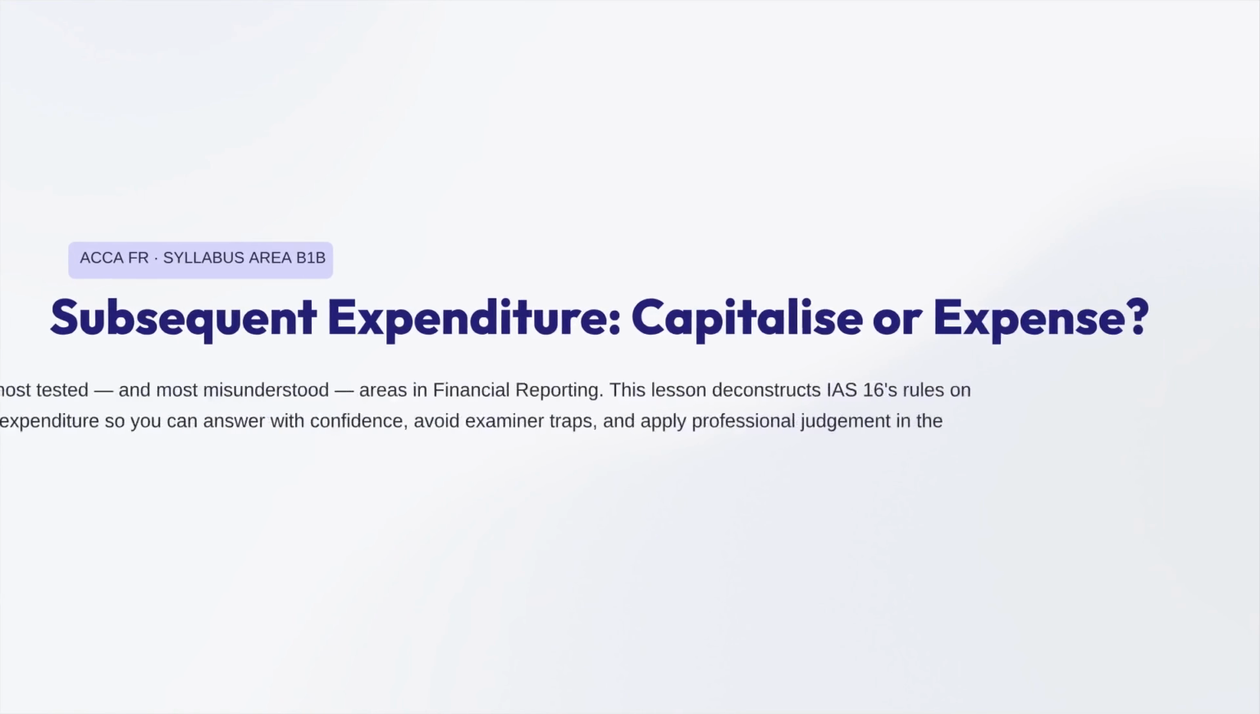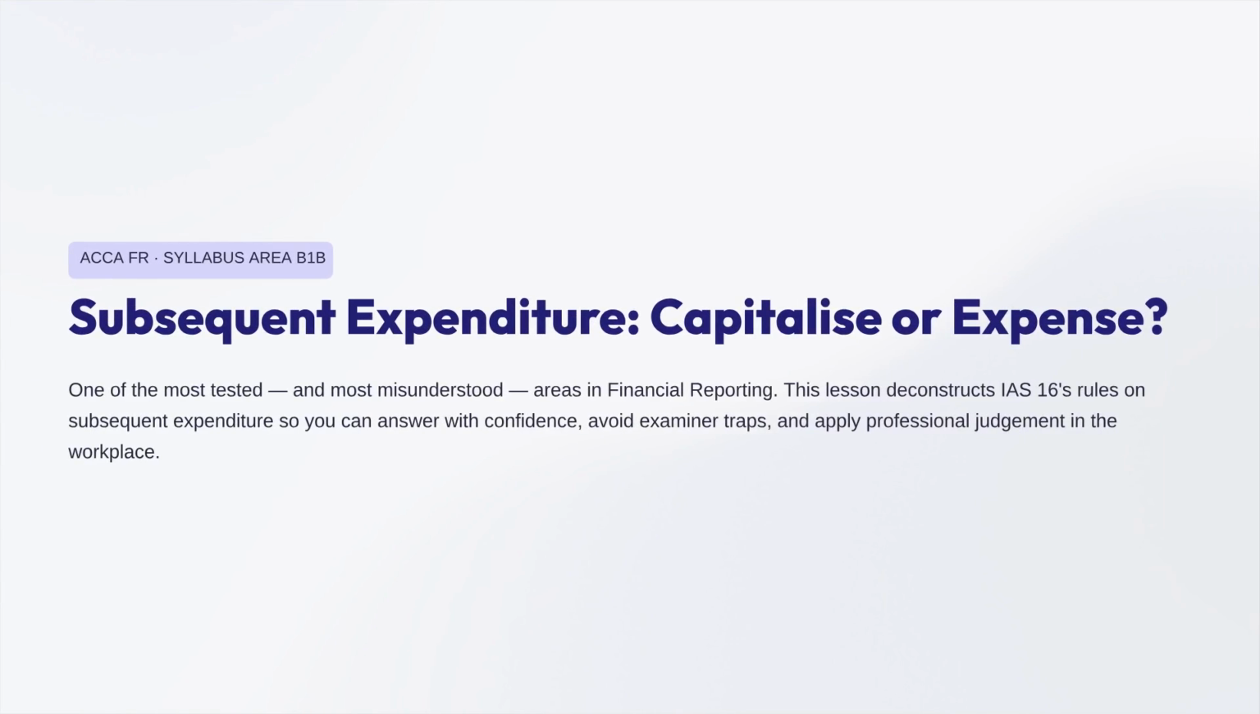Welcome. Let's dive straight into one of the most tested and honestly most misunderstood areas in the whole financial reporting syllabus: subsequent expenditure. The question at the heart of today is short, but it trips up thousands of students. When we spend money on an asset we already own, do we capitalize it or do we expense it?